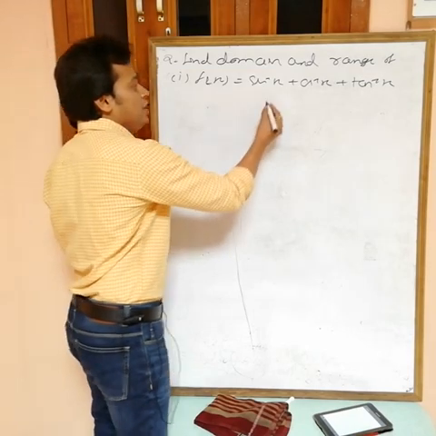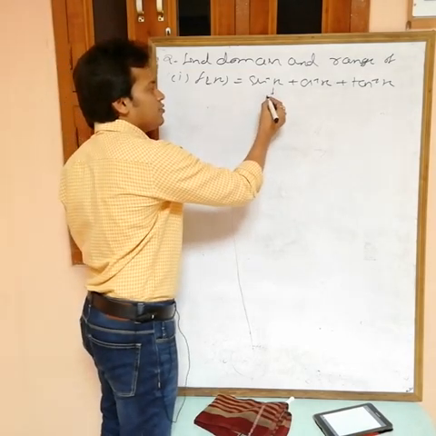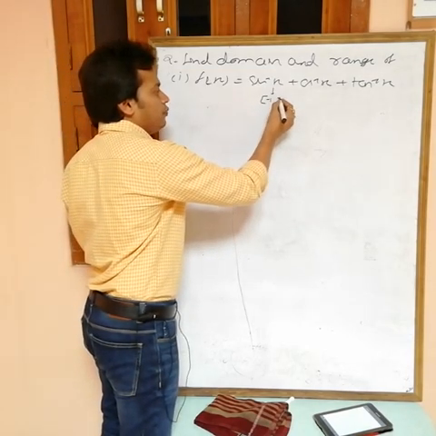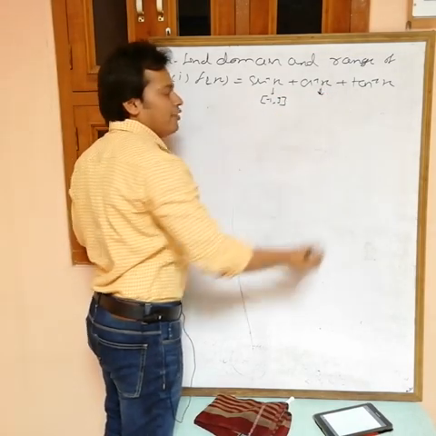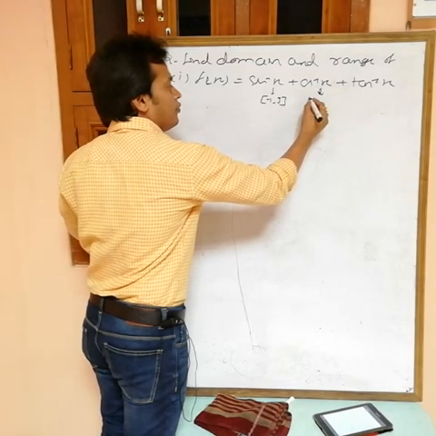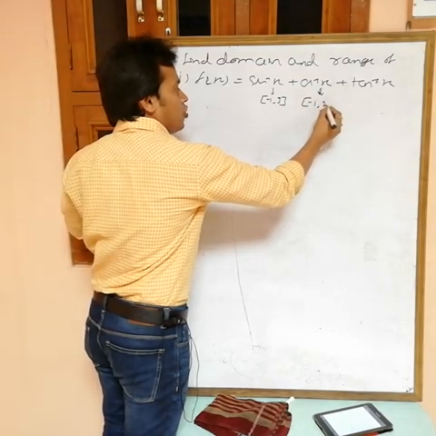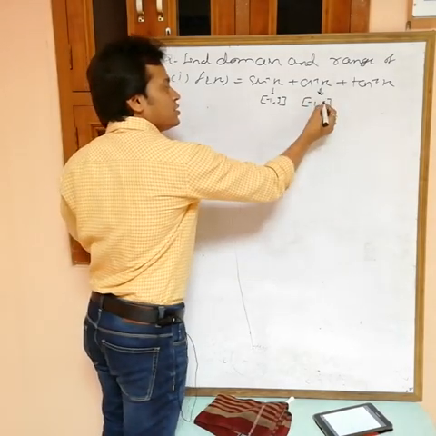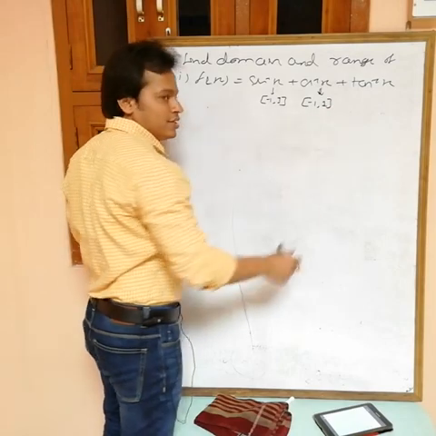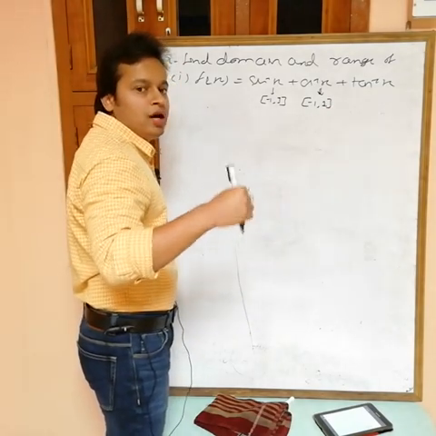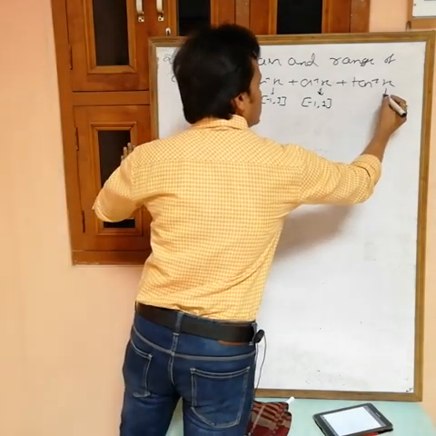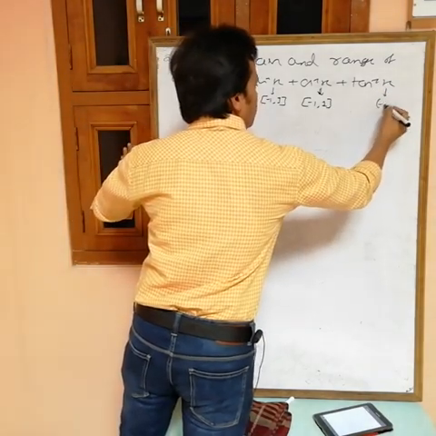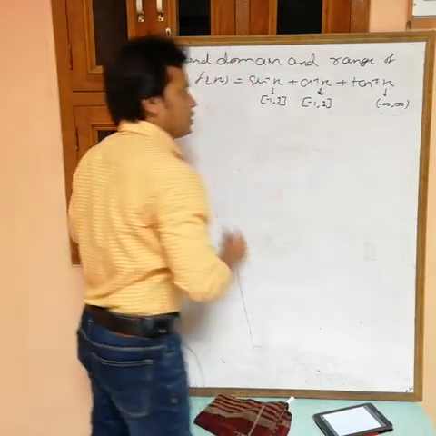In case of sin inverse, the domain of sin inverse is -1 to +1. In case of cos inverse x, all possible values of x in cos inverse is -1 to +1. The domain of cos inverse is equal to the range of cos x, and we know that cos x can give you a value from -1 to +1. The domain of tan inverse x is R, there is no problem, -infinity to +infinity.